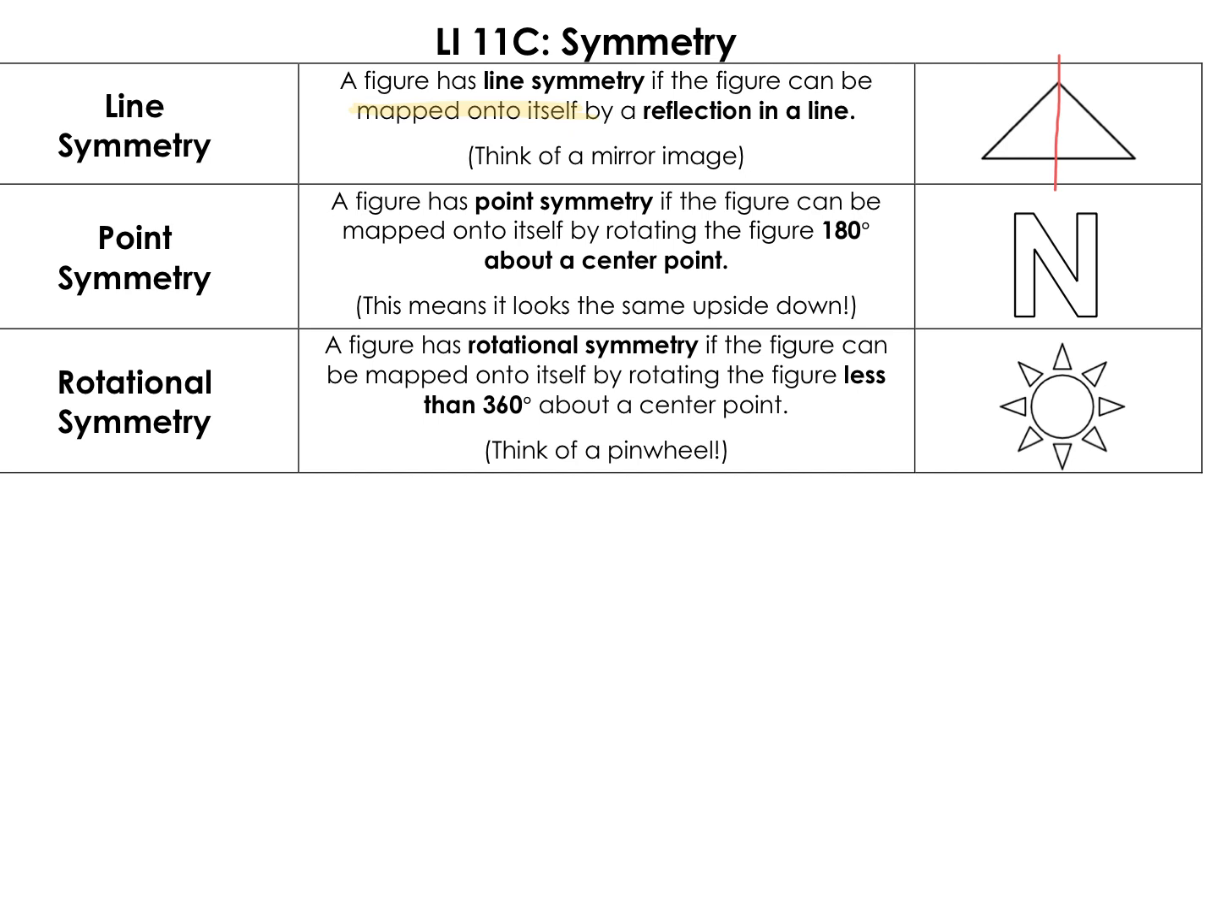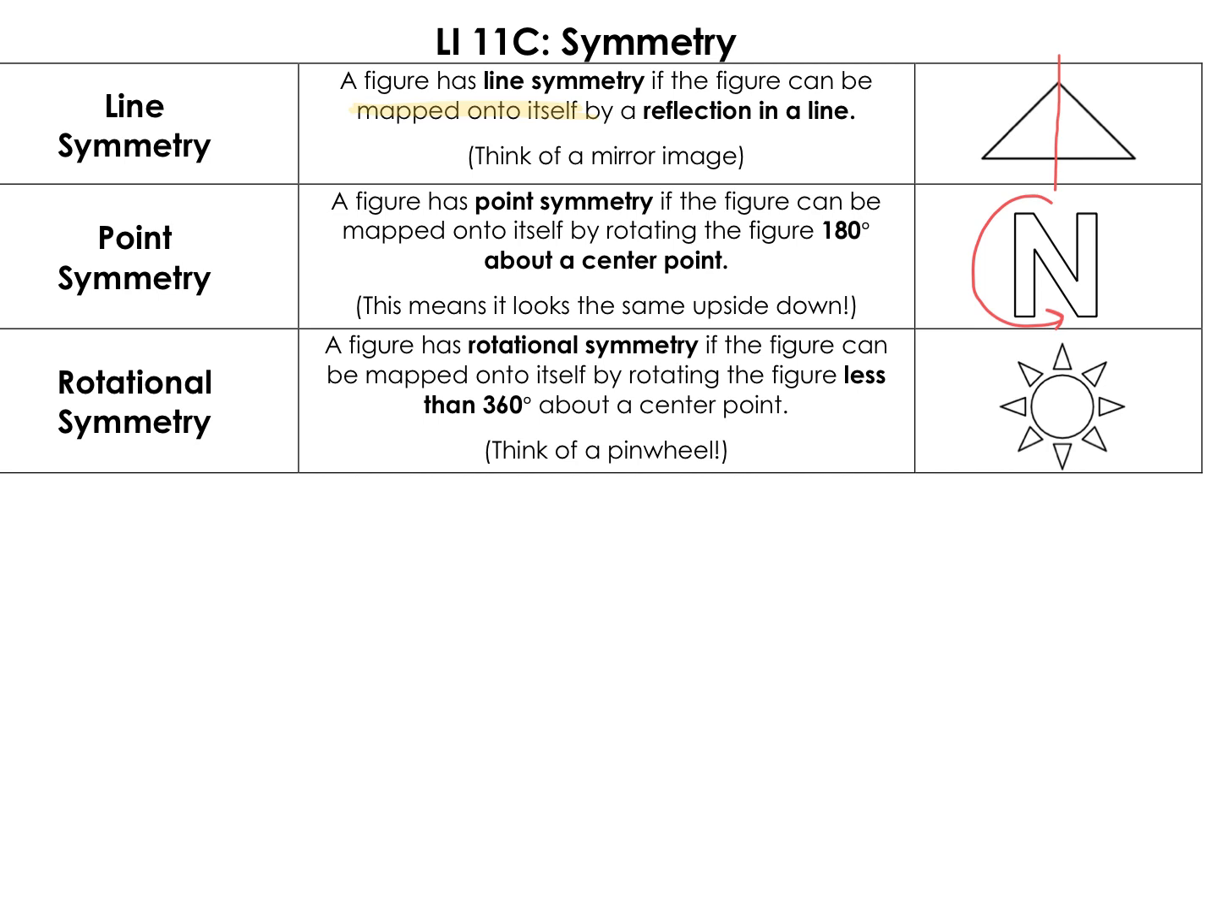Okay, and now we're going to talk about point symmetry. This is the one that's a little bit weird. A figure has point symmetry if the figure can be mapped onto itself by rotating the figure 180 degrees about a center point. Okay, so you have to imagine if you take this N and you turn it 180 degrees, it would look like itself again. Maybe draw an N on your paper and do that. Draw an N and then turn it upside down, and you will notice that it looks the same.